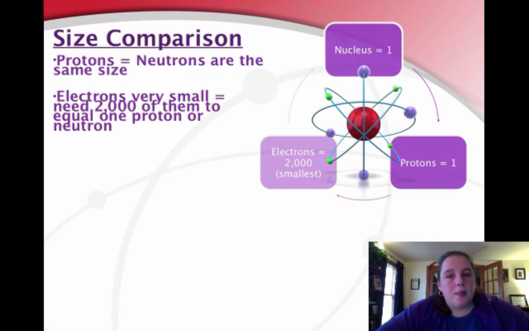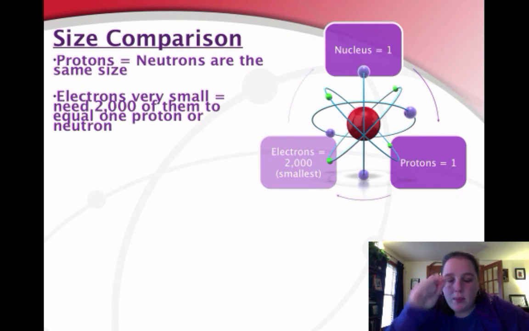Let's talk about size comparison. So when you're talking about your three subatomic particles, your protons and neutrons and electrons, let's talk about size. And I'm also noticing that this whoopsie says nucleus, and it should say neutron. So a proton and a neutron are the exact same size, so we like to think of them as a 1-to-1 ratio, and the electrons are actually super teeny weeny small, and it would actually take 2,000 electrons to equal the size of a proton or a neutron.